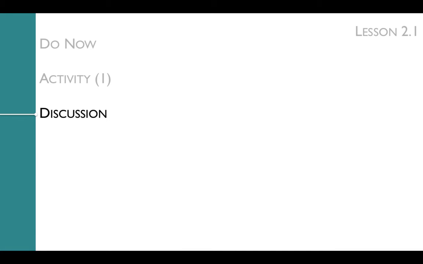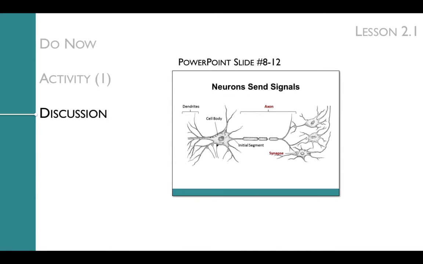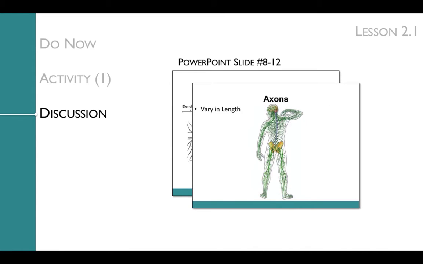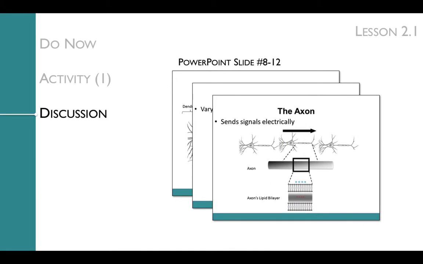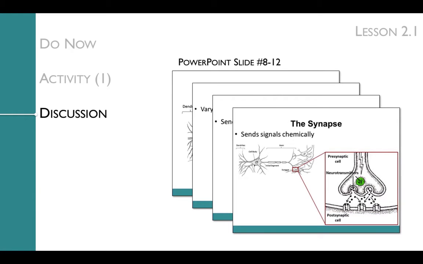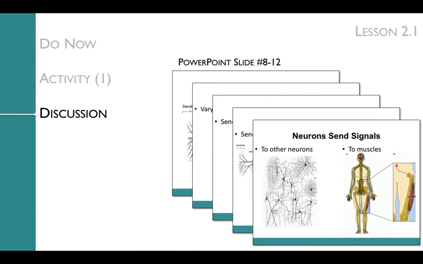The third function all neurons complete is sending signals. Neurons send signal via their axons and their synapses. Our axons vary in length from very, very short to very, very long. Axons send signal electrically, and this electrical signal, the action potential, will be the focus of our next lesson. Neurons send signal chemically via their synapses, which allow our neurons to communicate to other neurons and to muscles.